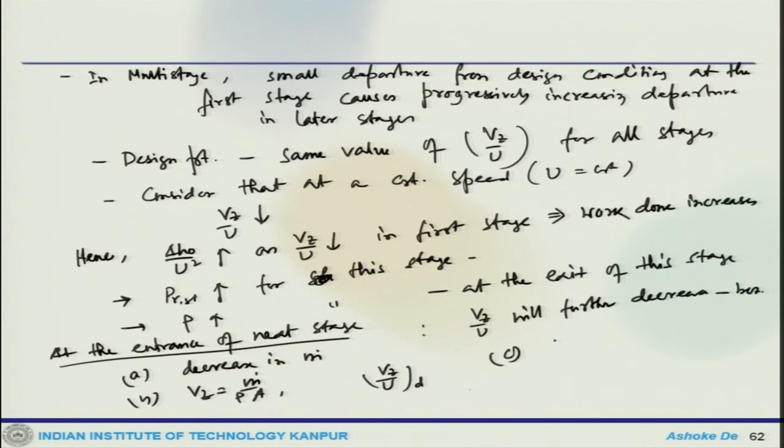Number C, Vz by u decreases further. So, more work will be done, causing more rise in pressure in the next stage and further increase in rho. So, it is clear that there will be further reduction in Vz by u at the third stage and so on.